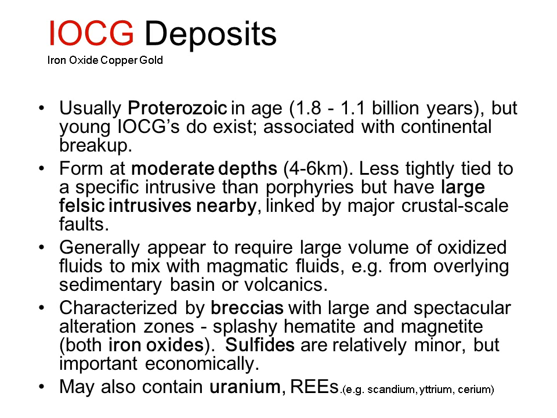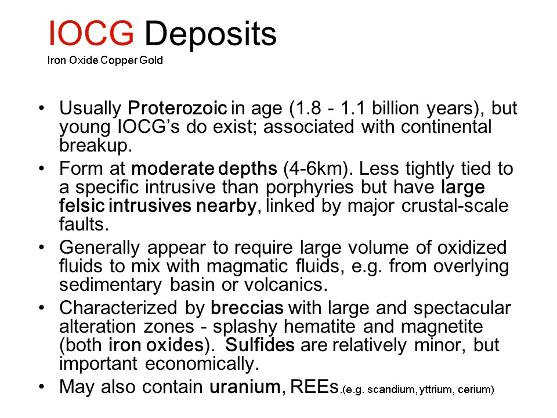IOCGs tend to form at 4 to 6 kilometers, similar to porphyries, and are invariably associated with crustal scale structures. Crustal scale means that they penetrate well down into the crust, often 20 kilometers deep, and they have strike lengths measured in tens or hundreds of kilometers.